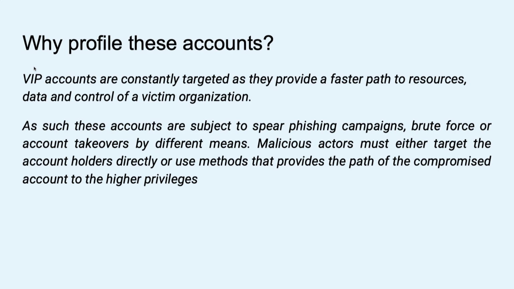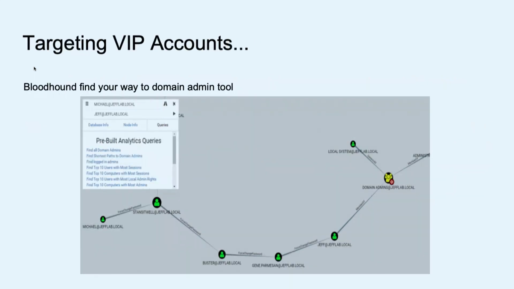Yeah, so that means that we're going to have to speed it up a little bit. So here are some of the quick reasons why you target VIP accounts. Here's one tool called Bloodhound that tells you almost like the degree of separation that you had to get to domain admin. Obviously, if you get domain admin, you own pretty much everything.